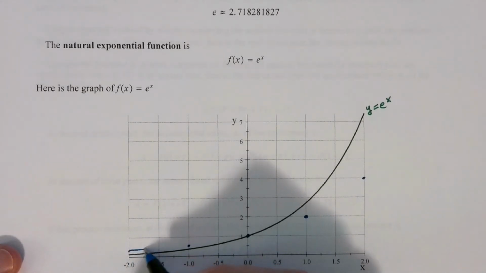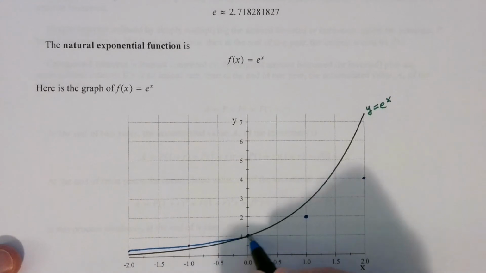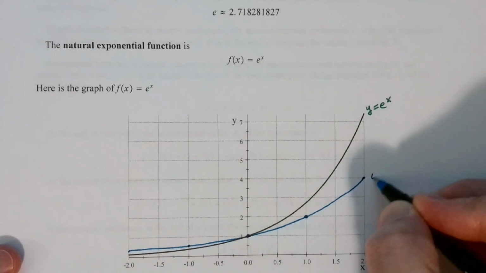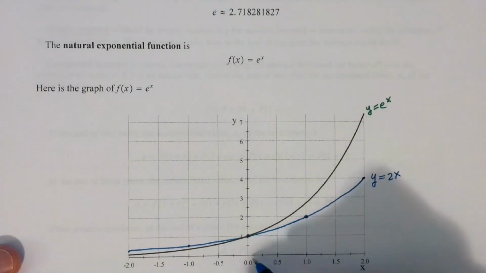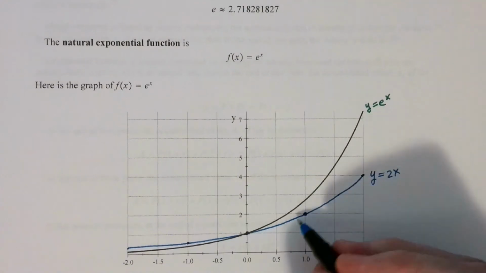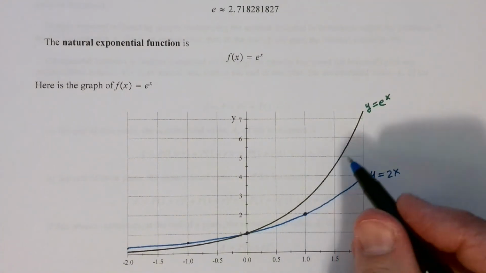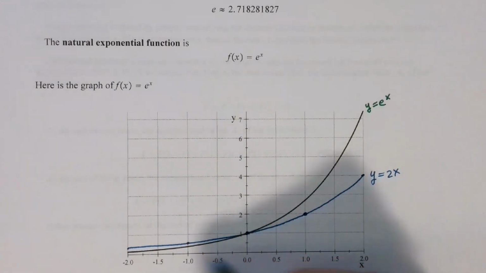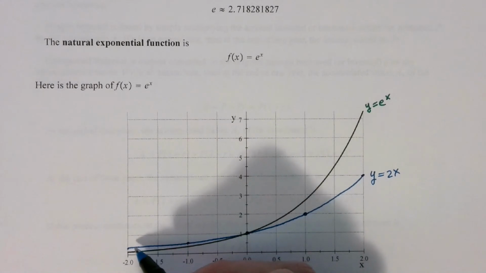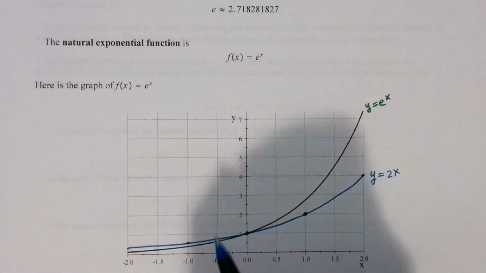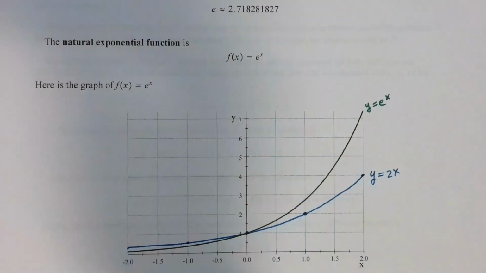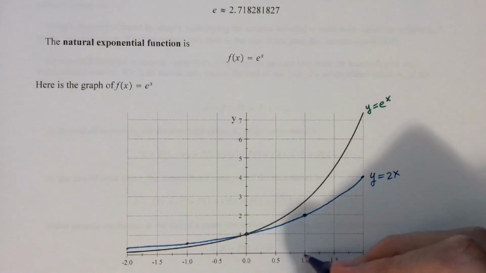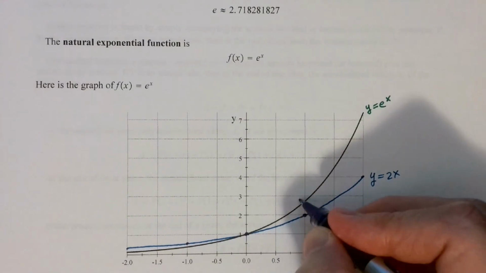And so if I were to graph 2 to the x in comparison, here's what it looks like. And notice for values of x greater than 0, 2 to the x is smaller, has a lower value than e to the x. It's below the graph. But for values of x less than 0, the graph of 2 to the x is above e to the x. I want to also graph 3 to the x. What about 3 to the x? 3 to the 0 power is 1. What's 3 to the first power? If I plug in x equal 1, 3 to the first power is 3.